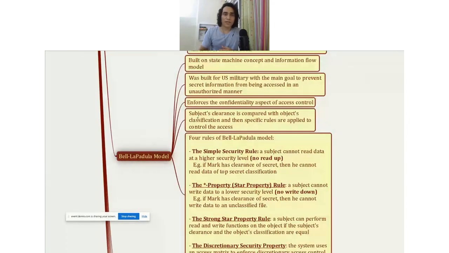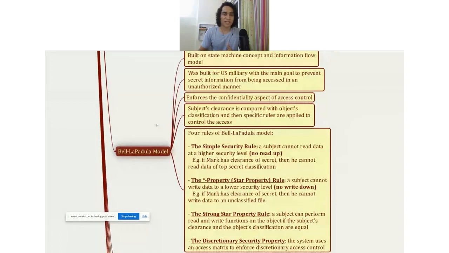With that, let's move to the next model, which is the Bell-LaPadula model, an important model for the CISSP exam. So pay attention. The Bell-LaPadula model is a very old model which was built, I think, in the 1970s, and it was built for the US military. The goal of the system was that the US military had a lot of secret information on systems.